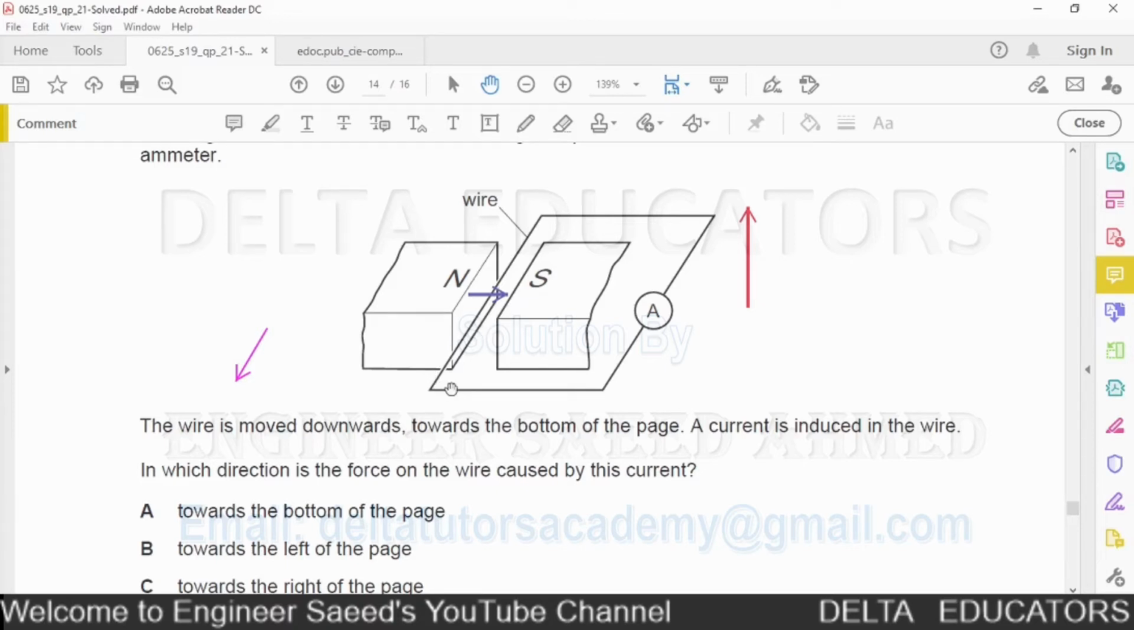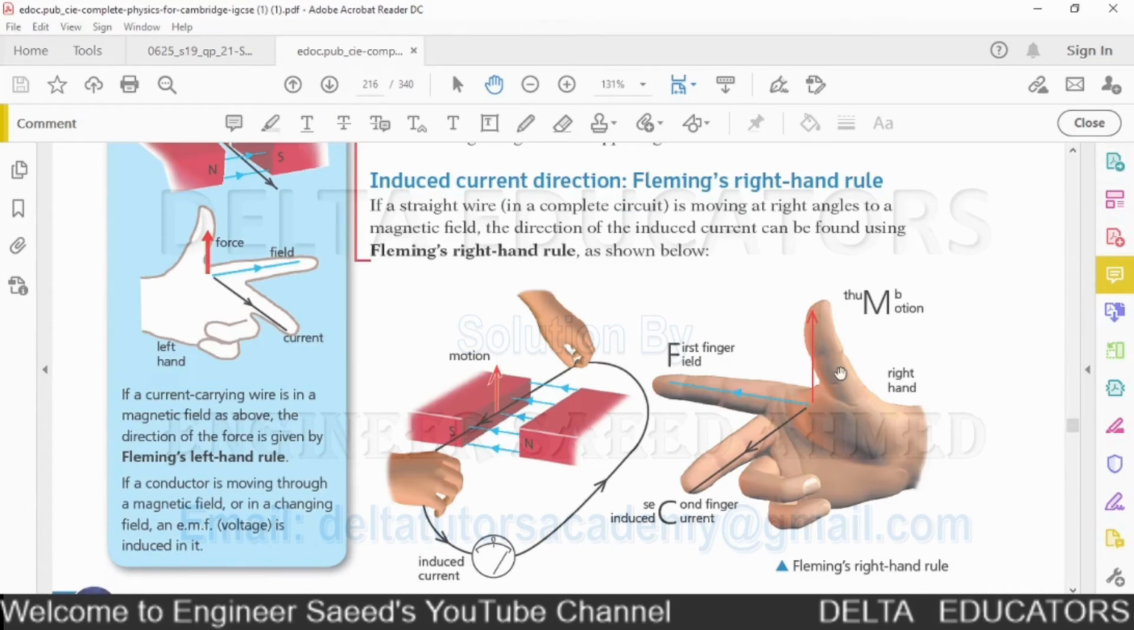We have to use Fleming's right hand rule. If a conductor is moving in a magnetic field, then we have to use Fleming's right hand rule. What is Fleming's right hand rule? In Fleming's right hand rule, the first finger represents the direction of the magnetic field, the second finger represents the direction of the electrical current, and the thumb represents the direction of the resultant force.